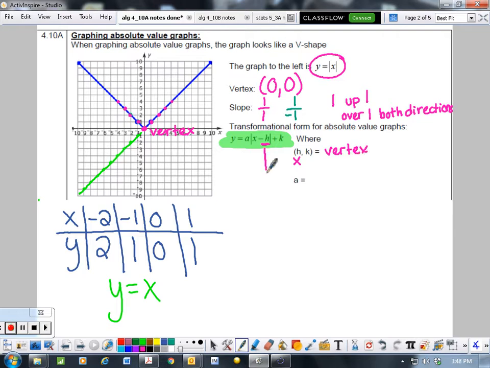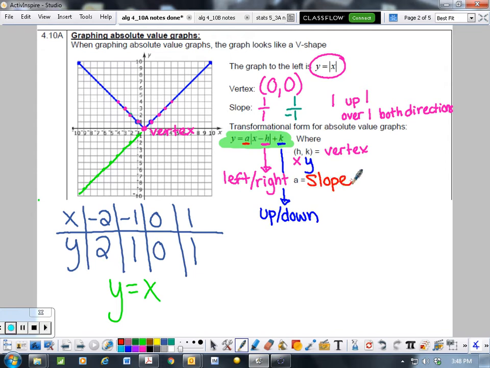My h value will move the graph left and right, just like the x value moves left and right. Then I also have a k value over here, and that is the y value of my vertex. And just like the y moves up and down, this will move my graph, or my vertex, up or down. And then the a, which is the number in front of the absolute value, that is my slope.